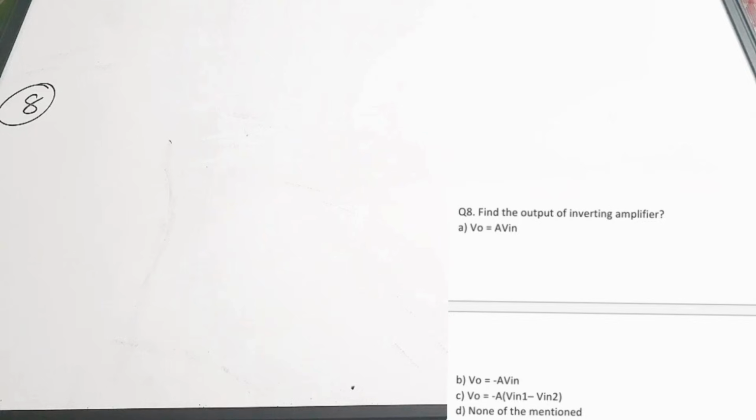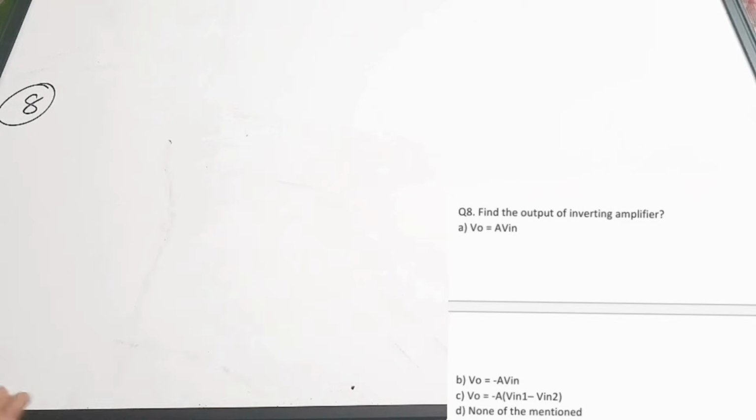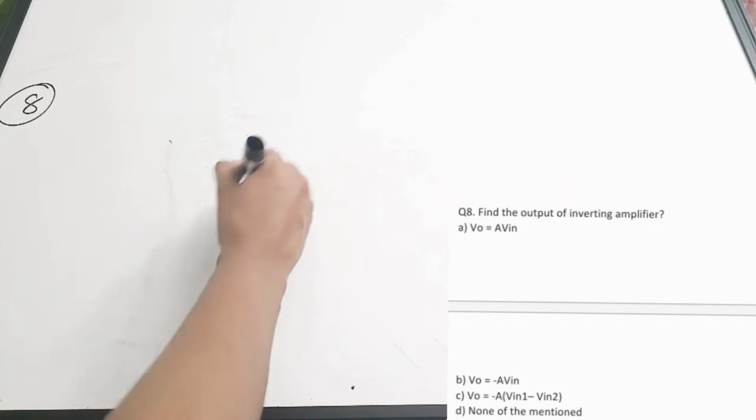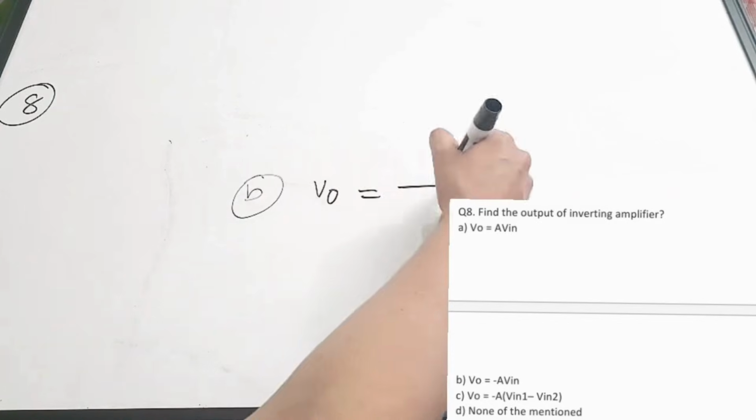So the 8th question is, find the output of the inverting amplifier. A, V out equal to A V in. We have just now explained the inverting amplifier, and we have said that your output will be 180 degrees out of phase. So option A, giving V out equal to A V in, cannot be the right answer. Why? Because they are both in phase. Then option B is the correct answer, where V out equal to minus A V in.